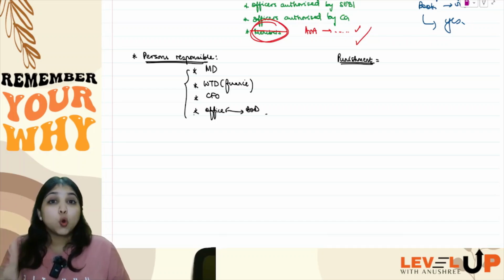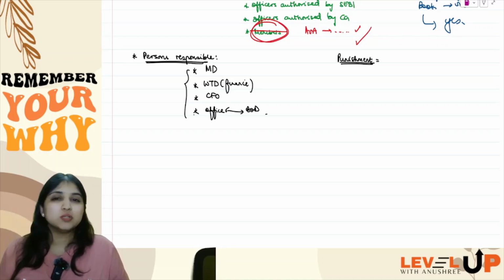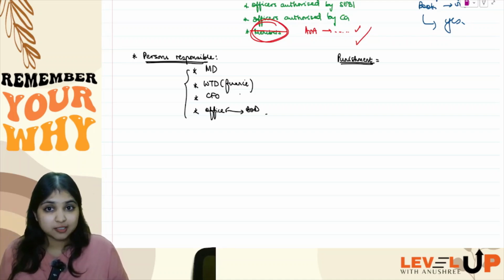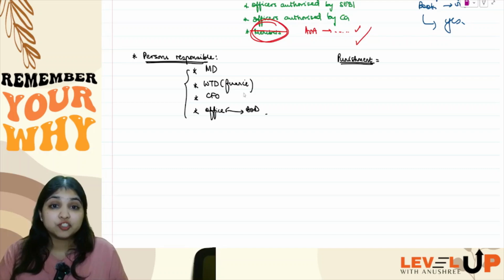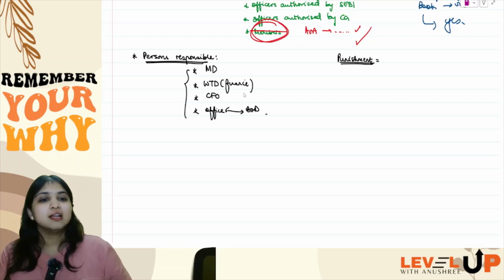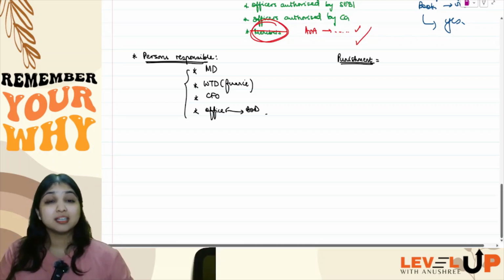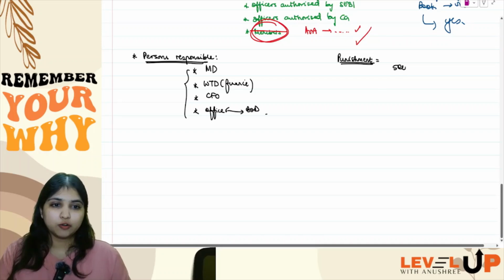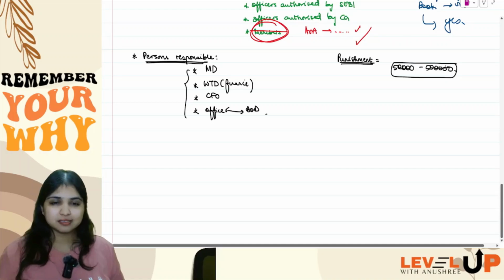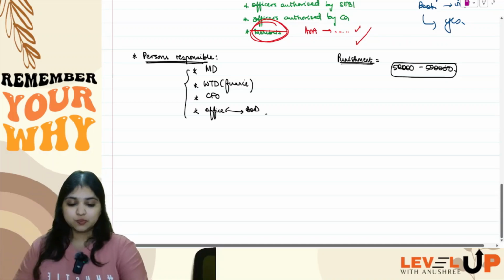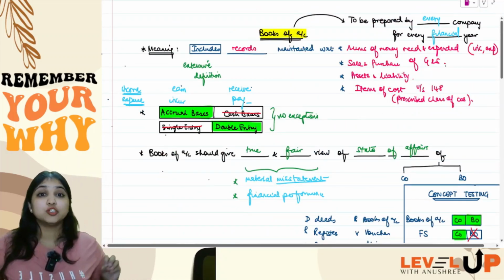Managing director, whole-time director in charge of finance, CFO, any other officer who is made responsible by the board of directors. If any of these provisions are not fulfilled, then what is the punishment? These people will be punished with a fine of minimum 50,000, maximum 5 lakhs. Alright, so this was our entire discussion of books of accounts.